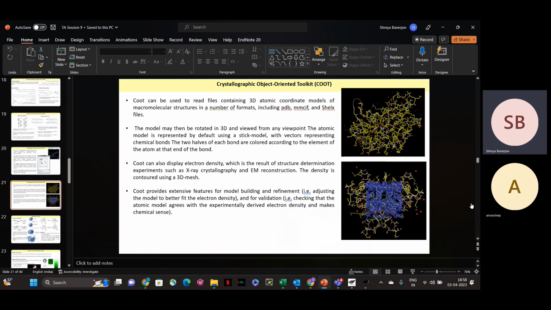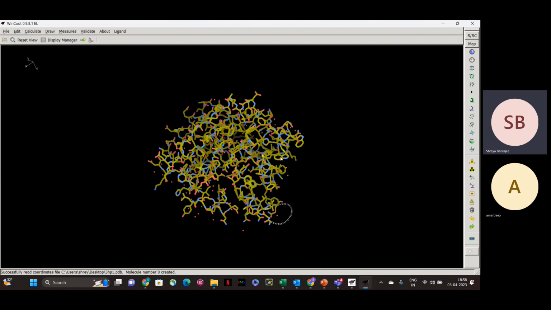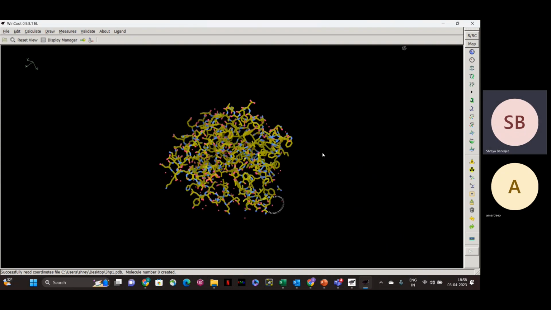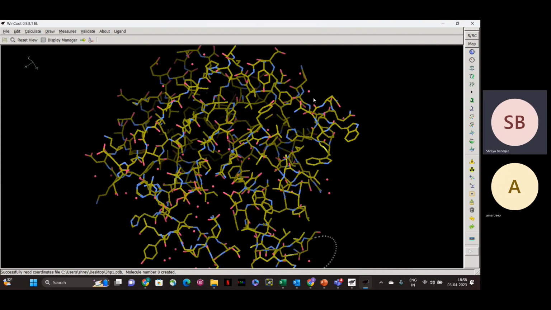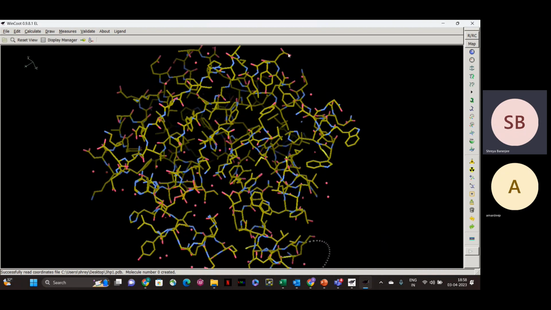So coming back to the presentation. You can rotate the model in any direction, and it is generally represented by a stick model. So the atoms are represented by sticks, and wherever there's an oxygen atom, it is shown by red, and the nitrogen atom is shown by blue, and the carbons are this yellow. So that is the default coloring that is used in Coot.